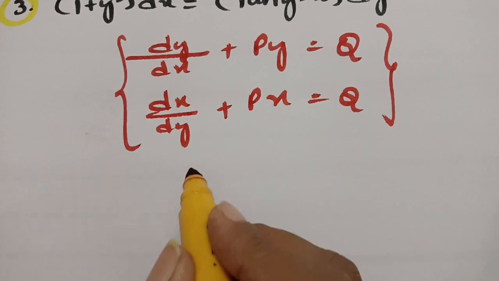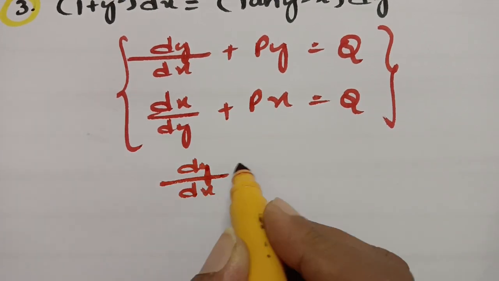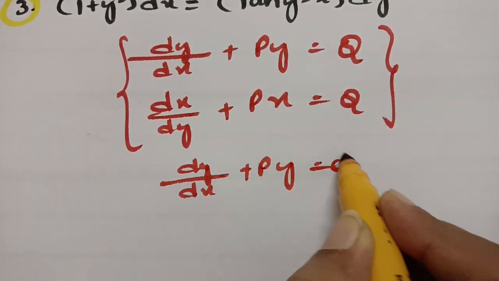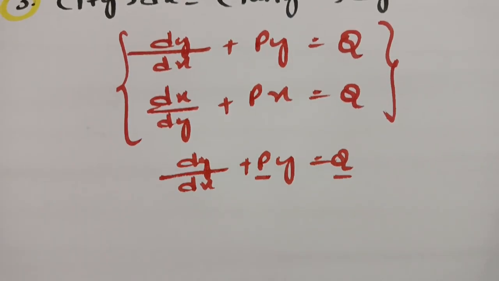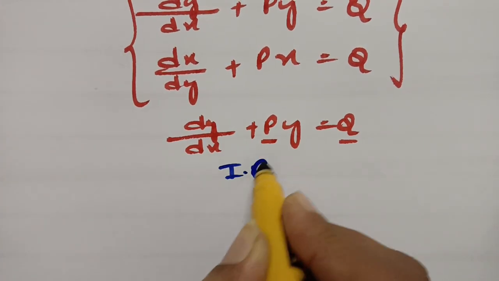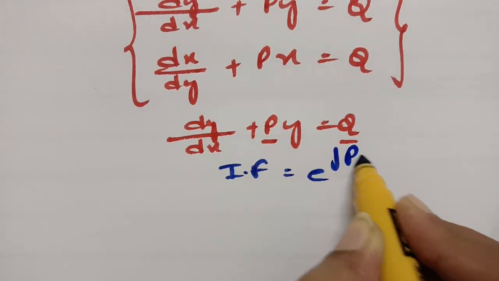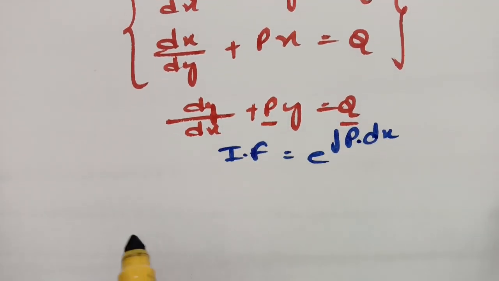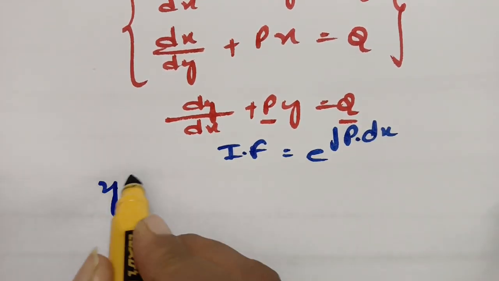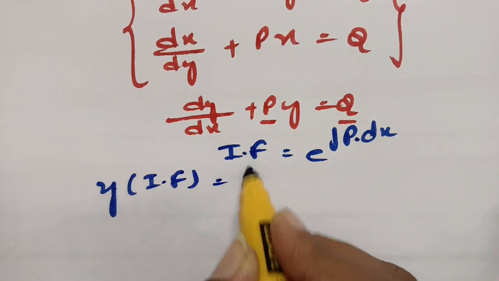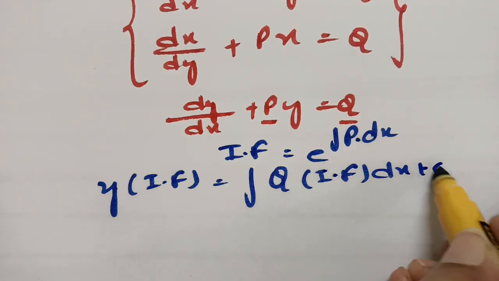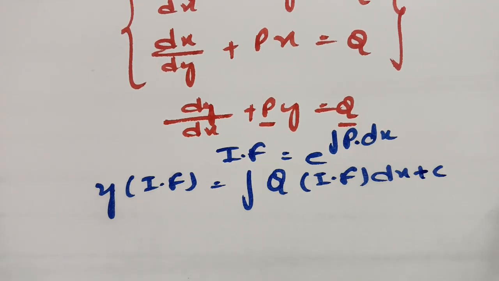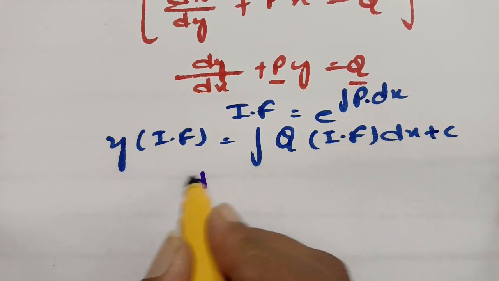So when you pick dy by dx plus py is equal to q, we have to select this p and q. Now the integrating factor for this will be e power integral p dx. And the solution here will be y into the integrating factor is equal to integral q into the integrating factor dx plus c.